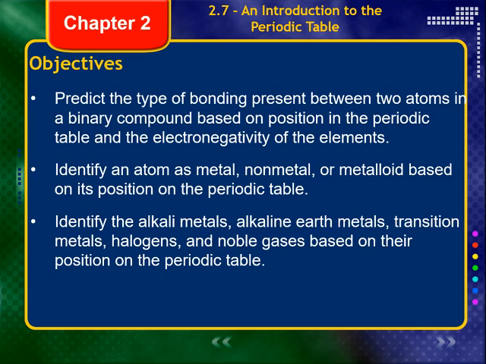We'll finish up with Section 7, an introduction to the periodic table, one of your best friends in this course. I want you to be able to predict the type of bonding present between two atoms in a binary compound based on its position in the periodic table and the electronegativity of its elements. Identify an atom as a metal, nonmetal, or metalloid based on its position in the periodic table, and then identify the alkali metals, alkaline earth metals, transition metals, halogens, and noble gases based on their position on the periodic table.